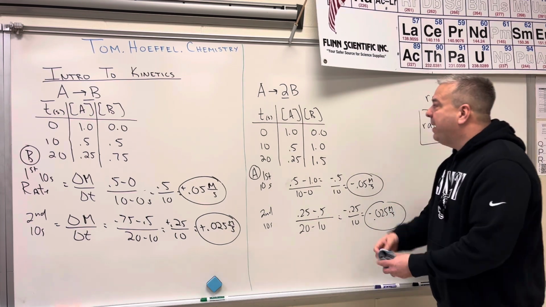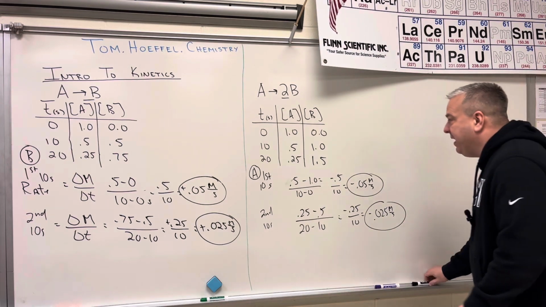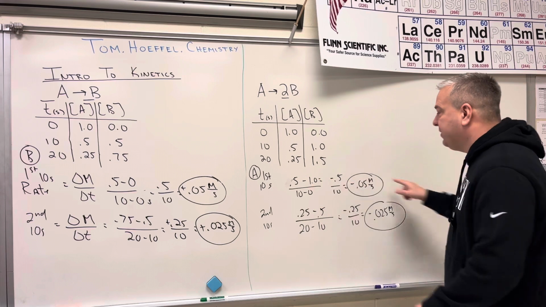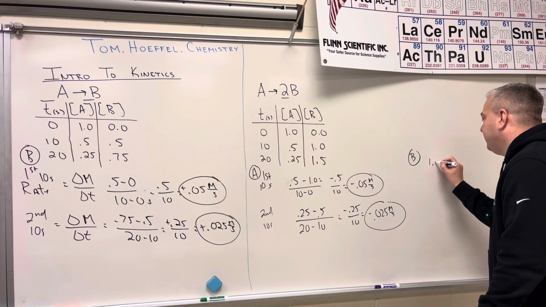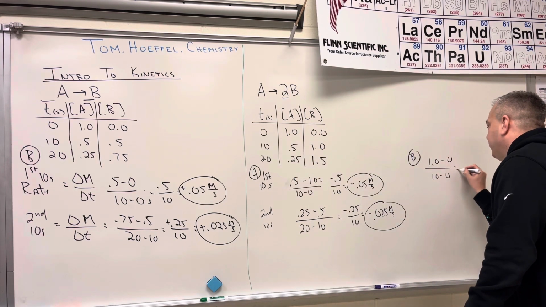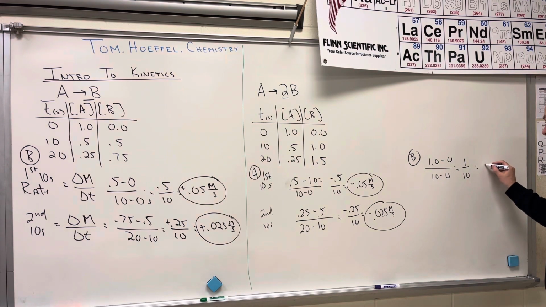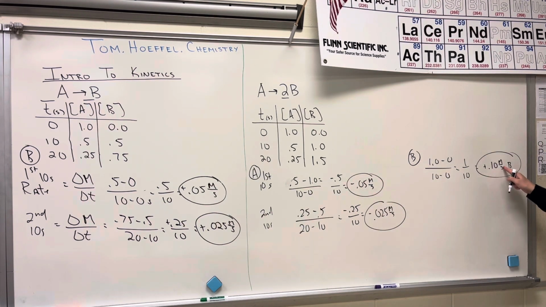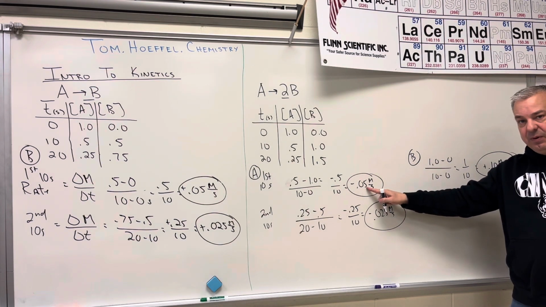Well, what about the rate of B? Let's talk about the rate of B. If we're going for the first 10 seconds, we're going to go here for B, 1 minus 0 over 10 minus 0. So that top number is 1, this bottom number is 10. This is going to be a positive 0.10 molarity per second for B. Look at these rates. This one is twice as fast as this one.